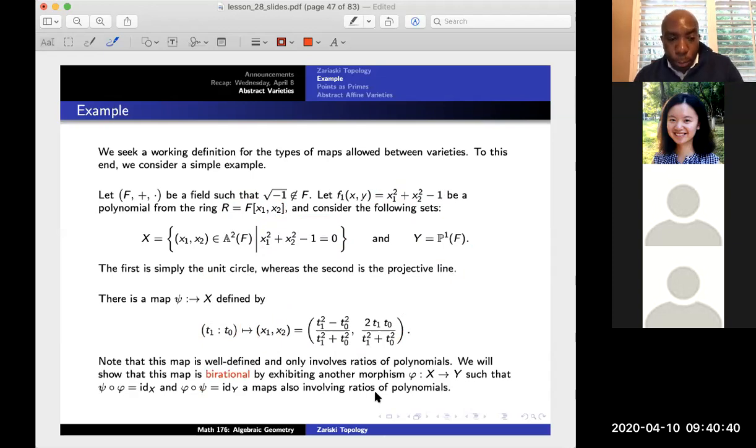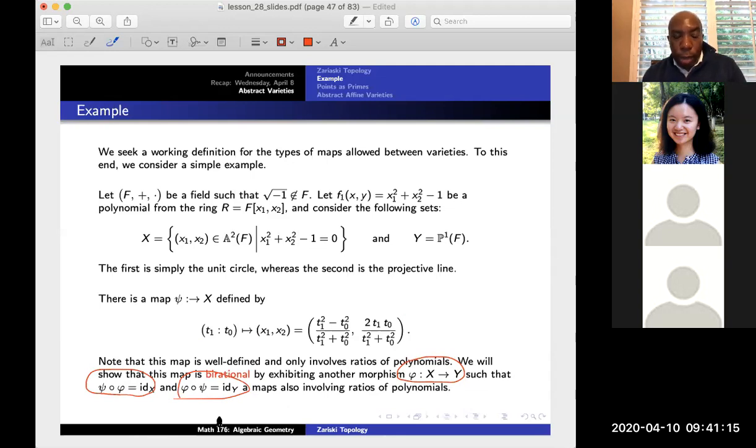What I'm going to do is prove that this map is birational. And again, we're going to focus on these definitions more later, but I'm trying to use a lot of this to motivate some things that we're going to see later. So with this map, I want to prove that there is another map, let's call it phi, where if I look at these two compositions, psi composed phi should be the identity on x, and phi composed psi should be the identity on y.